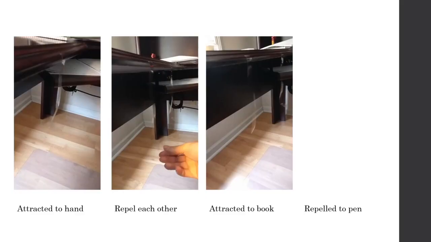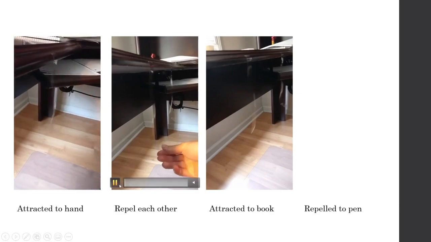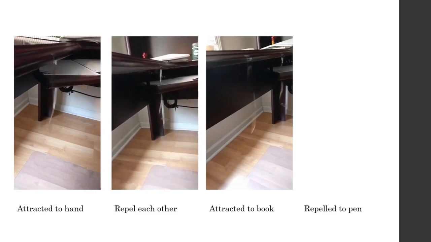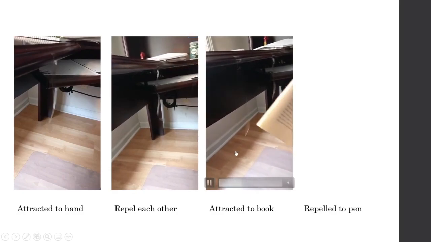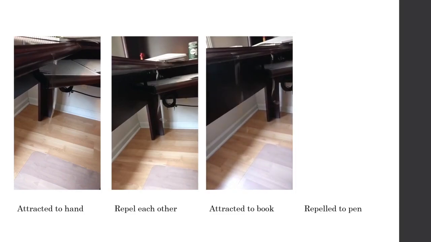So the first thing that we did was we charged our two pieces of tape by sticking them to a separate base tape and pulling them off. And as you can see here, the tape was attracted to my hand. The two tapes repelled each other, which is what we expected because we knew that the tapes had the same charge. And finally, it was also slightly attracted to the book. And it also repelled the pen, but that took a few tries, so I don't have a recording of that.